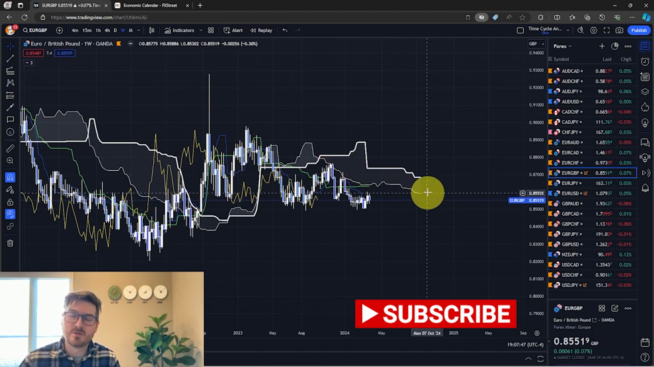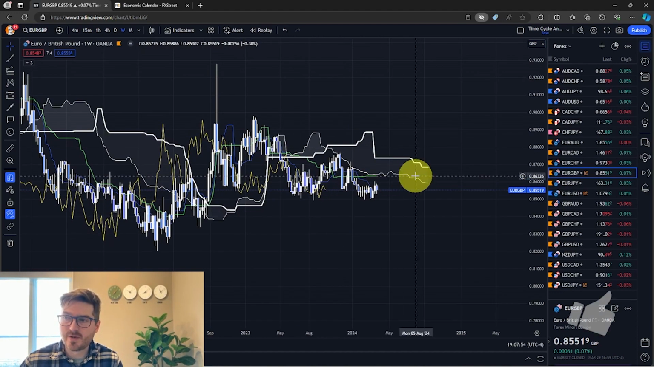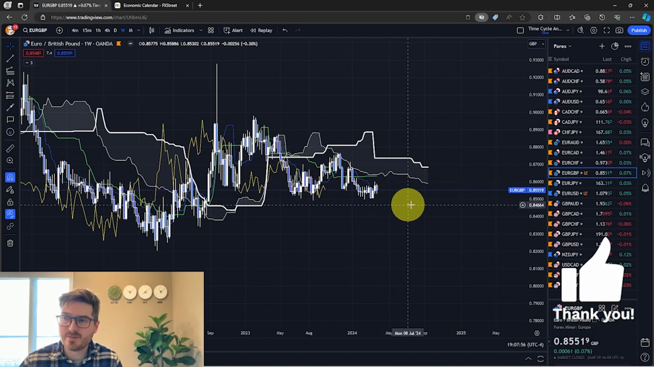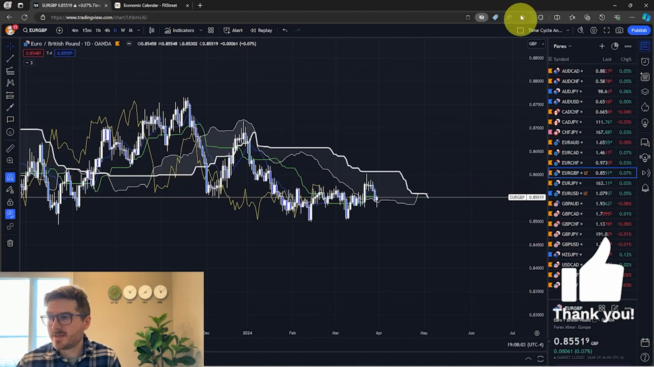So we could have a little bit of a bearish bias, and we've also got the death cross and the Chikou span below the candles. So I am biased to the bearish side, and I'm expecting price to break down. But let's go to the daily. Let's see what the daily says.